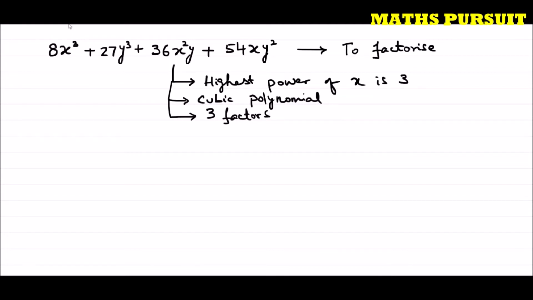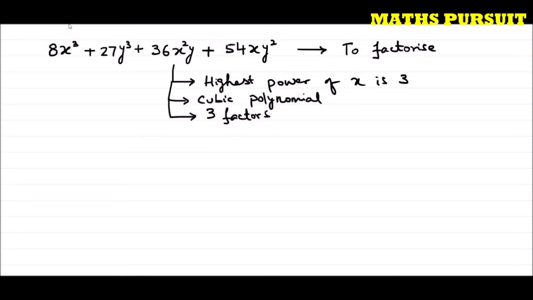So first, from the polynomial, we can see that the highest power of x is 3. So we understand that this is a cubic polynomial. As it is a cubic polynomial, we will be getting 3 factors. If it had been a quadratic polynomial, then we would have got 2 factors. Now keeping this in mind, let us move ahead.